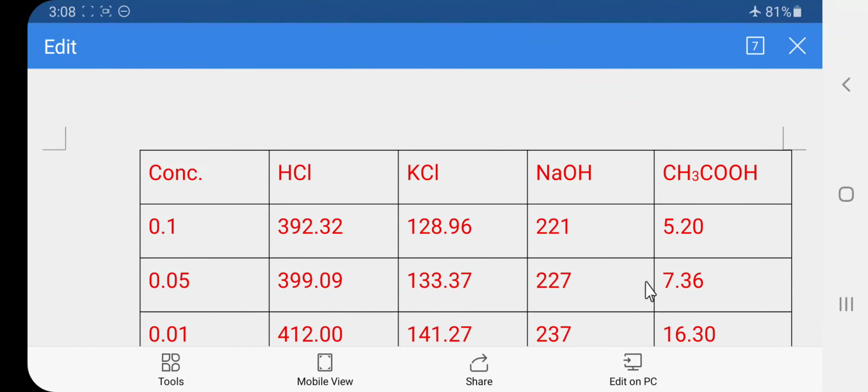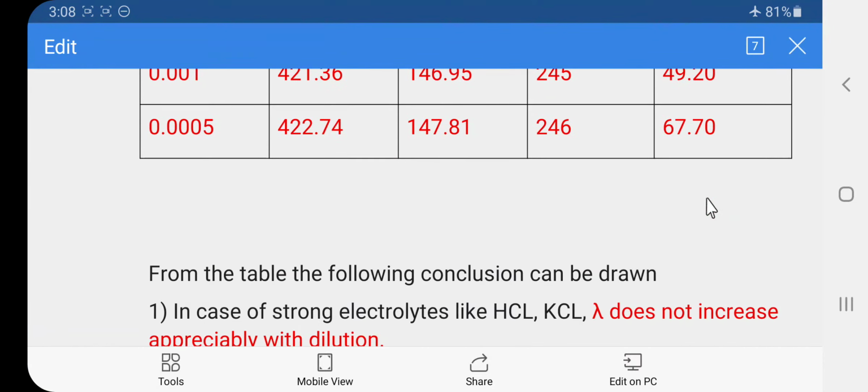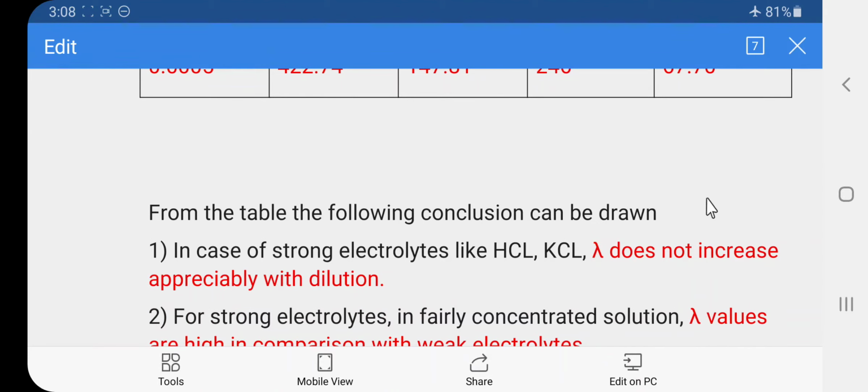So these are the values of the equivalence conductance for the strong electrolytes as well as the weak electrolyte. HCl, KCl and NaOH, these three are strong electrolytes, while acetic acid is a weak electrolyte. From the table there are three conclusions.